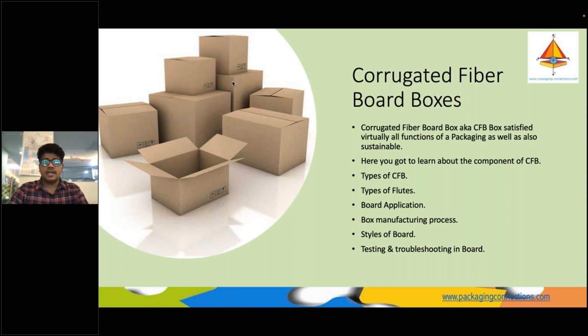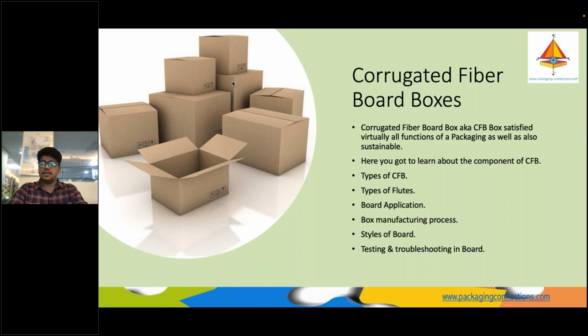And there is detailed discussion about the box manufacturing process as well. There are also styles of board discussed in this chapter. You must have heard about the RSC, regular slotted, and FSC, full slotted, full overlap, and other types of boxes. But a lot of new innovations are coming in the CFB boxes as well. So you will get to learn about those types of board in this as well.